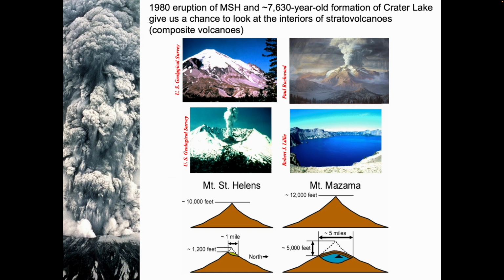Mount St. Helens used to have a nice, triangular, beautiful, symmetrical cone. After its eruption, we can see what the inside of the volcano looks like because it had a massive landslide which removed that top 1,200 feet.